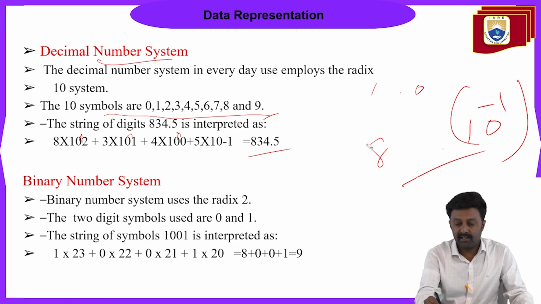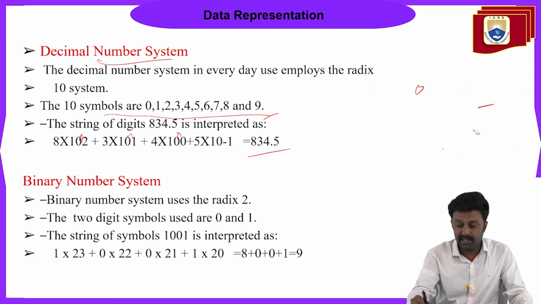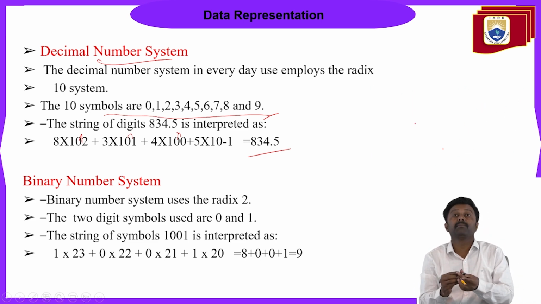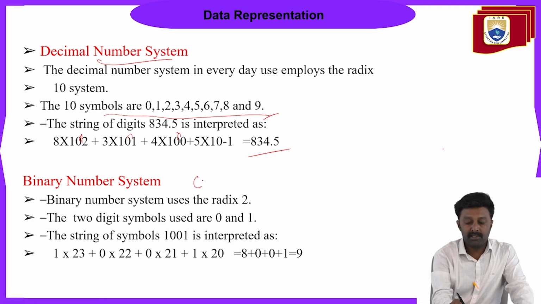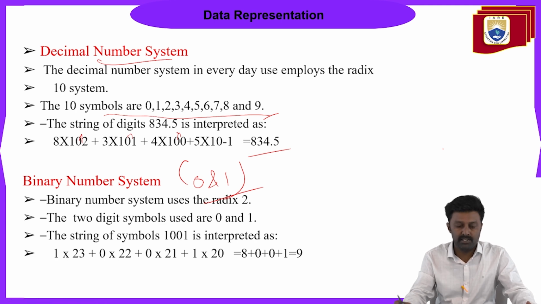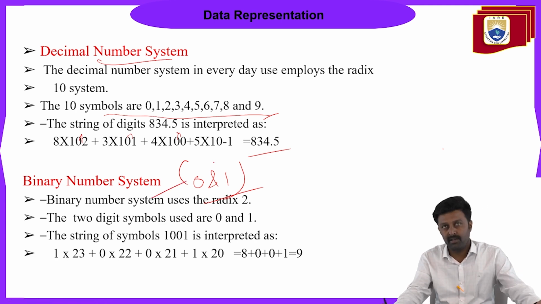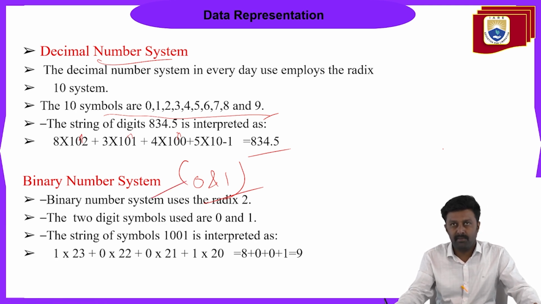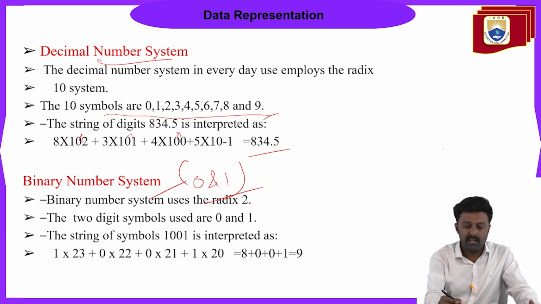Then the next number system is the binary number system. In the binary number system, the digits are 0 and 1. The computer understands only zeros and ones, so only binary number systems will be understood by the computer. All the data we are giving will be in the form of zeros and ones, and this is represented by radix 2.